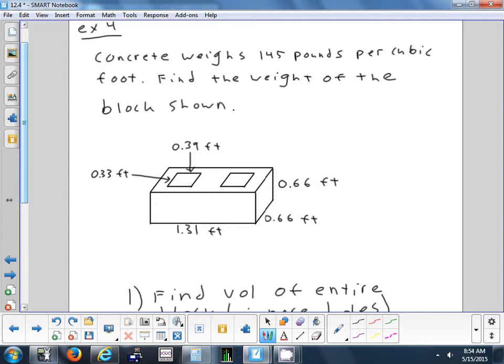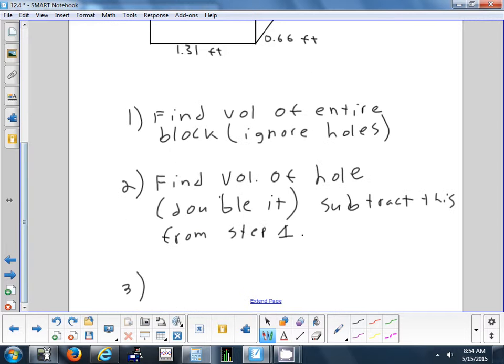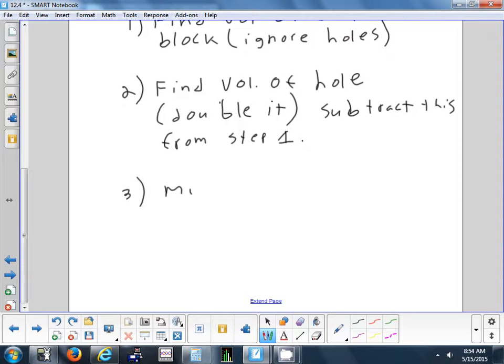So in other words, if we get a volume of 2 cubic feet, it would weigh 145 times 2. If we get a volume of 1.6 cubic feet, take 1.6 times 145, and that'll give us our weight. Okay, so let's go through and then see if we can do that. So last step is multiply 145 times the answer in step 2.